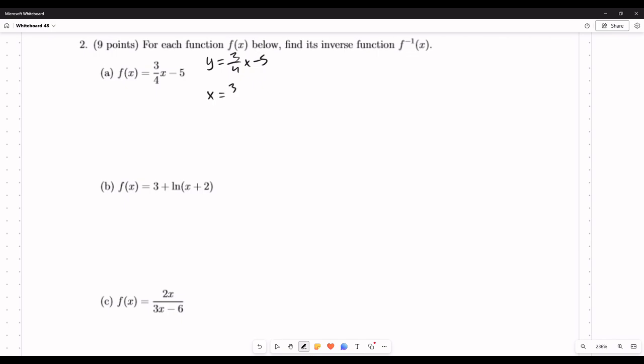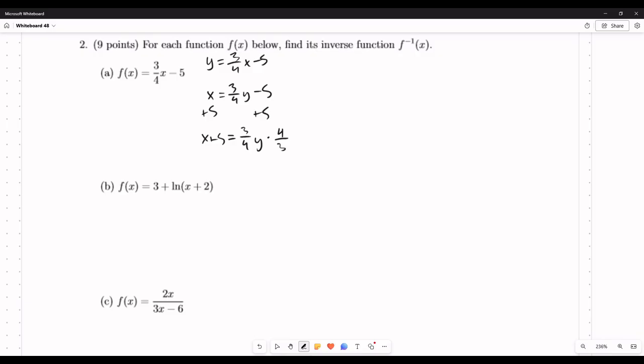So we have x equals 3/4 y minus 5. Now I need to get y by itself. There's this 5 over here which I need to get rid of. So I'll have x plus 5 equals 3/4 y. And just to make sure we're feeling good with our fractions, to cancel out this 3/4, what I want to do is multiply by 4/3.